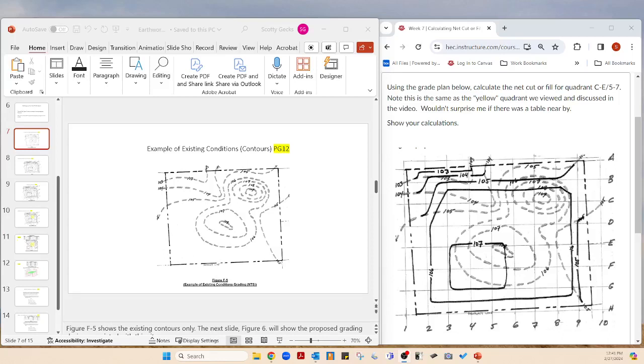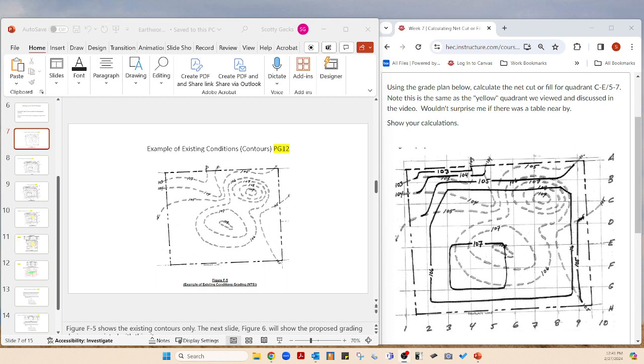Okay, let's talk about the problem in the week 7 assignment. I was asking you to calculate the net cut and/or fill, whatever it turns out to be, for this grade plan that I've gone over.